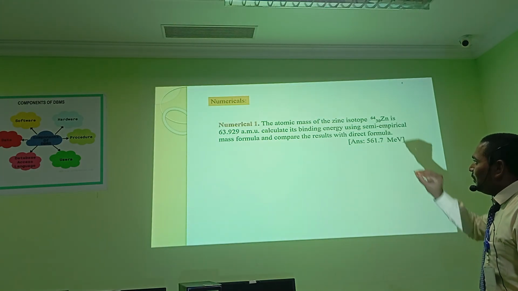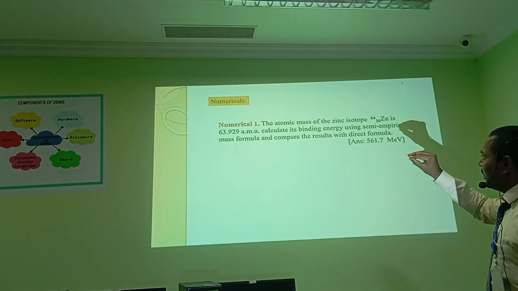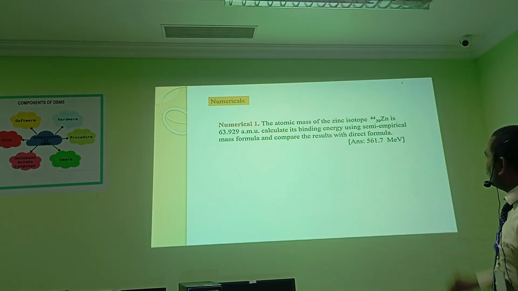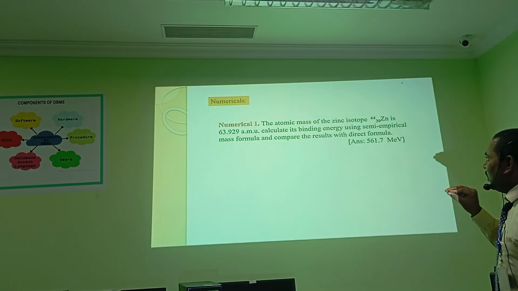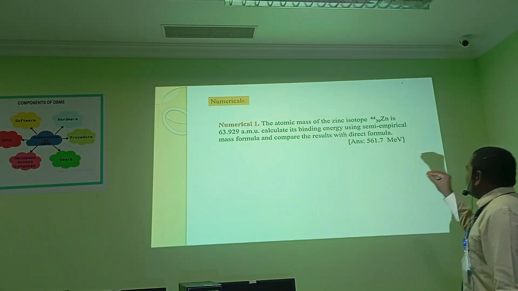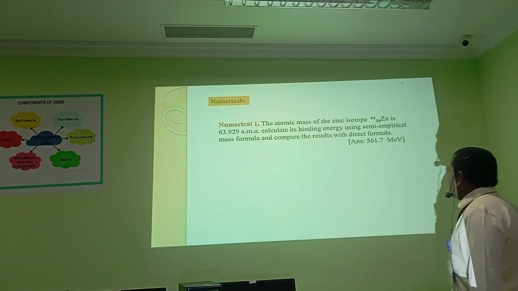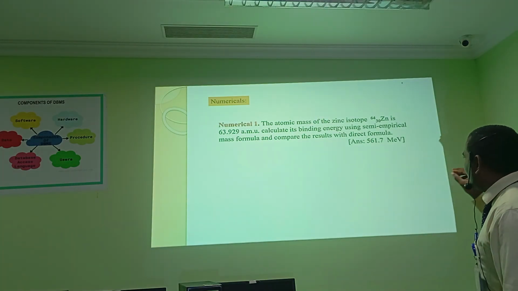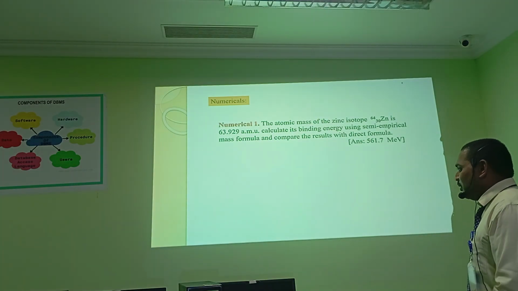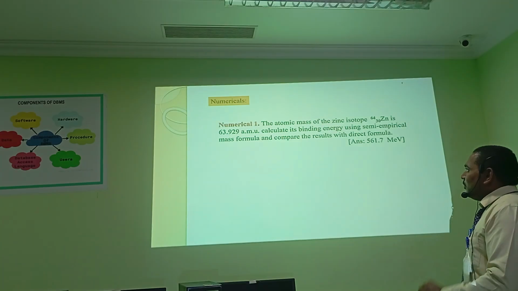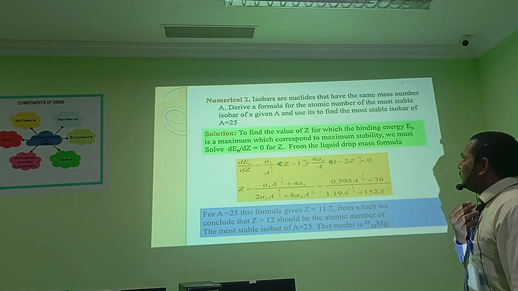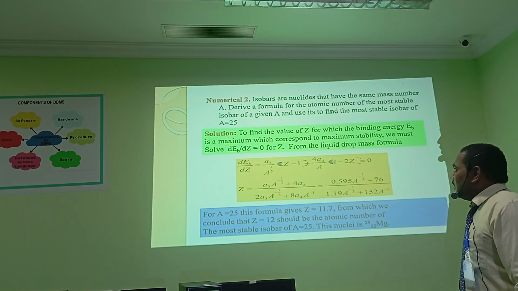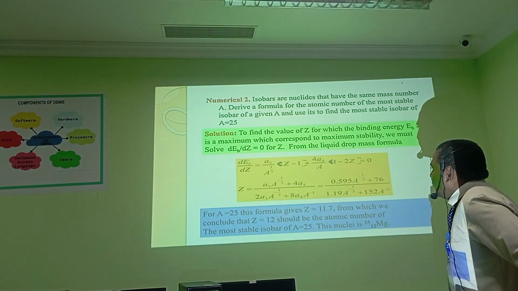This is a very simple numerical. The atomic mass of the zinc isotope is 63.99 AMU. Calculate the binding energy using the semi-empirical formula. The result is derived as 561.11 MeV. It is an example for the sum, useful for the semester exam. This is another example for the semester exam.